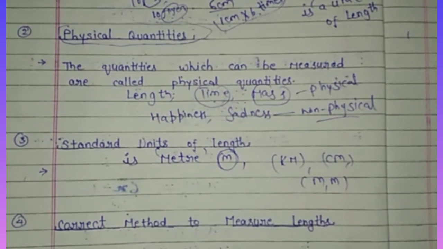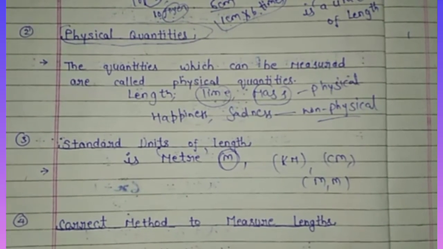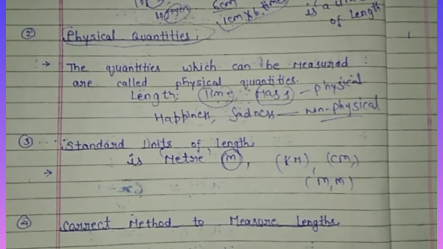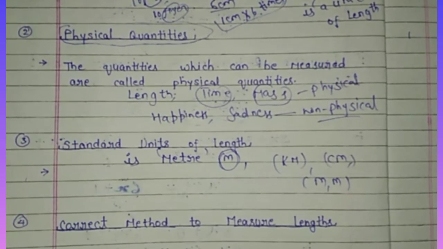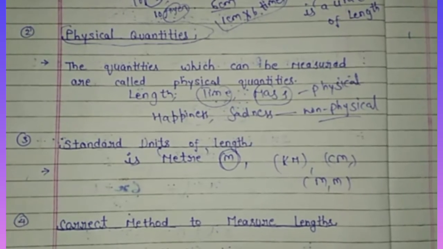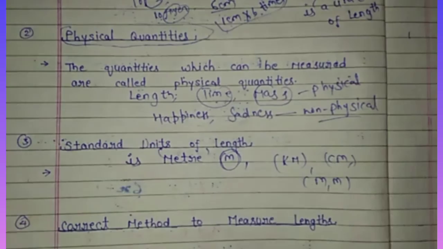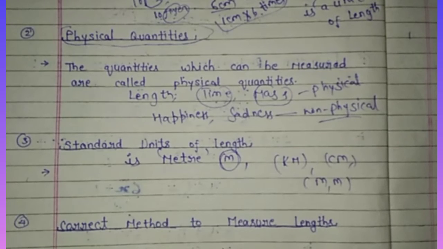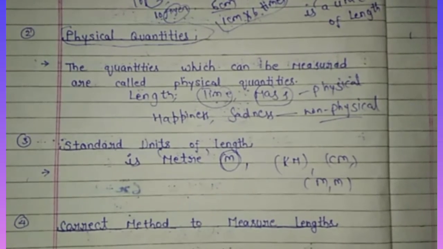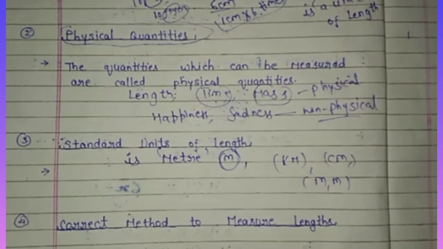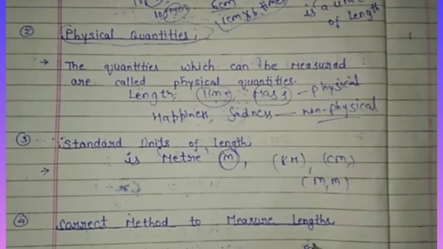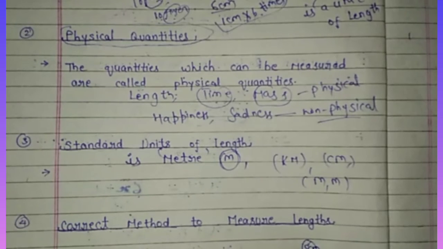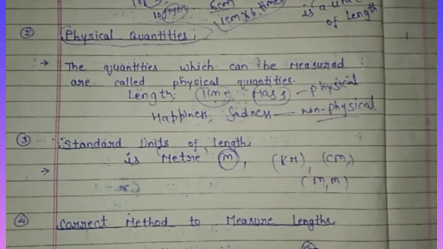Now see, if there is a line and you have to measure this length, you should always put the 0 of the scale to this point, and whatever reading you get on the other end is the length of the line. Okay, suppose this reads 5 cm, so the length of the line is 5 cm. Suppose this reads 6 cm, then the length of the line is 6 cm.